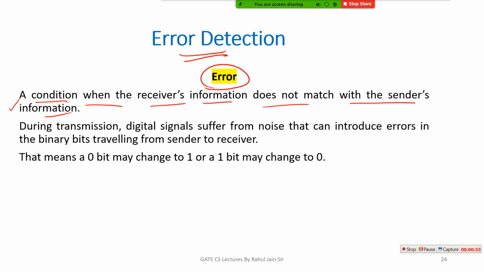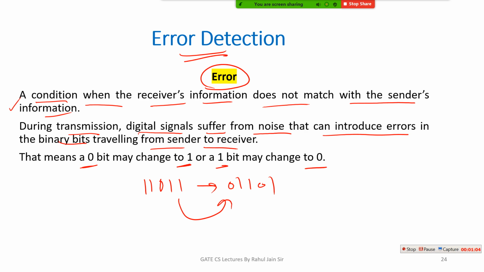During transmission, digital signals suffer from noise. They can introduce errors in the binary bits traveling from sender to receiver. Maybe thunderbolts, maybe electrical fluctuations, due to which some binary digits may get changed. That means a 0 bit may change to 1 or a 1 bit may change to 0. Suppose your data is 1110101 and it is changed to 01101. Due to electrical fluctuations or thunderbolts, your data changes from this to this. Suppose the sender has sent this data, but the receiver has received this one.